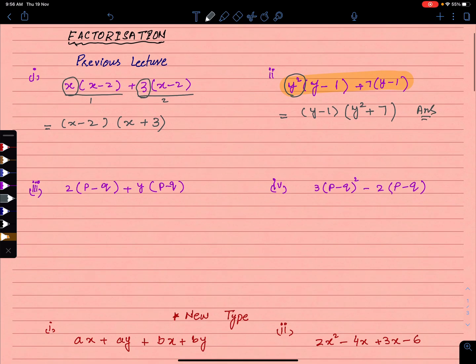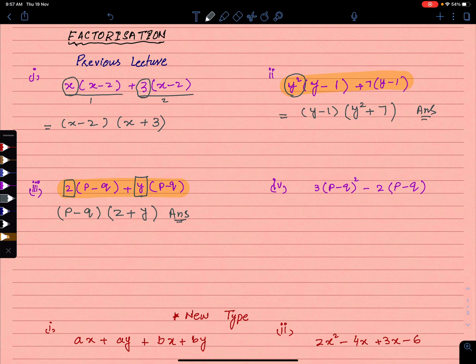So in part 3, 2 into p minus q plus y into p minus q, what is common here? If you look at this, we have p minus q common, so I will take p minus q, and inside the bracket there would be only 2 in the first term plus only y in the second term. So 2 plus y is the answer. P minus q into 2 plus y.